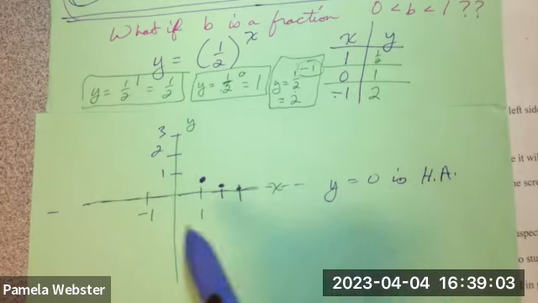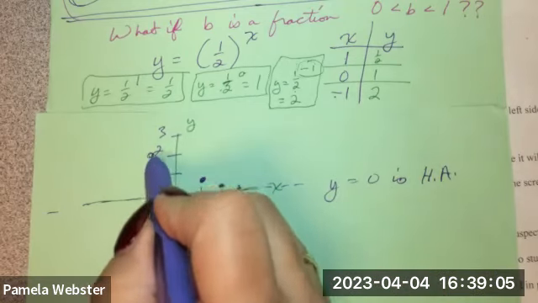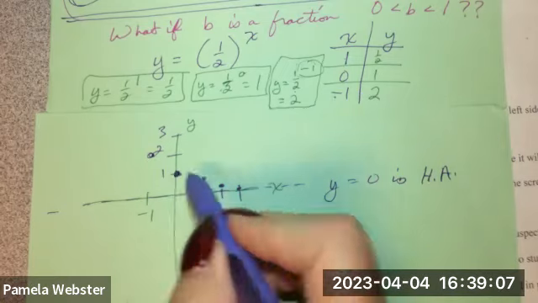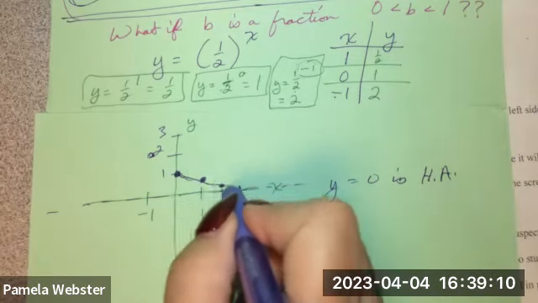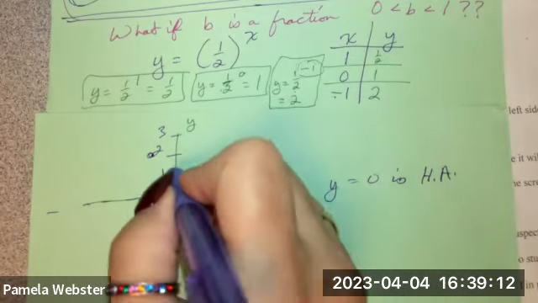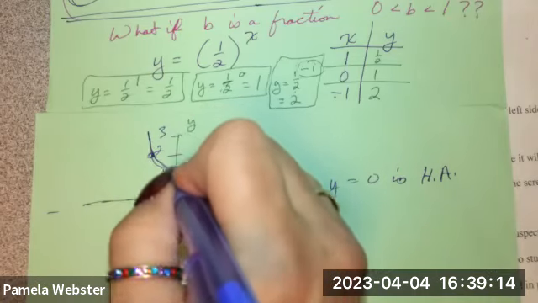And what about the negative 1? Oops, I left off 0, 1 right there. And what if it was negative 2? Well, it would flip it and it would be 4.